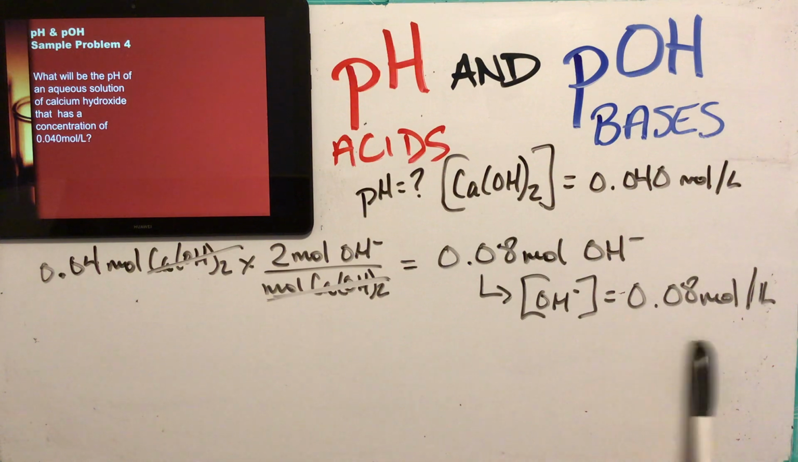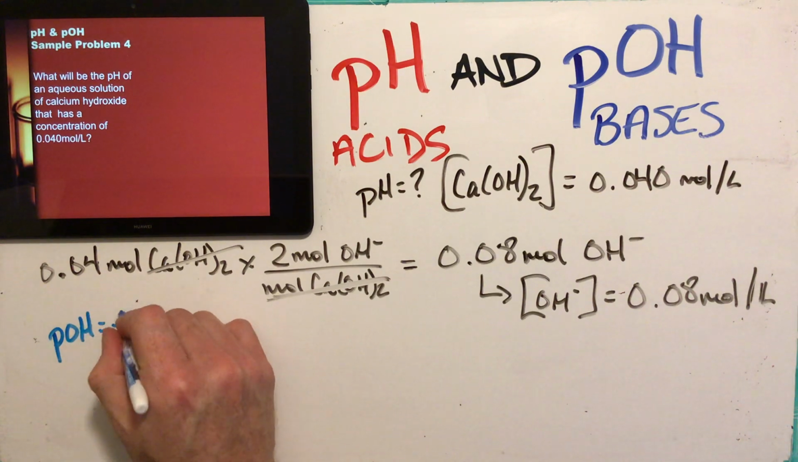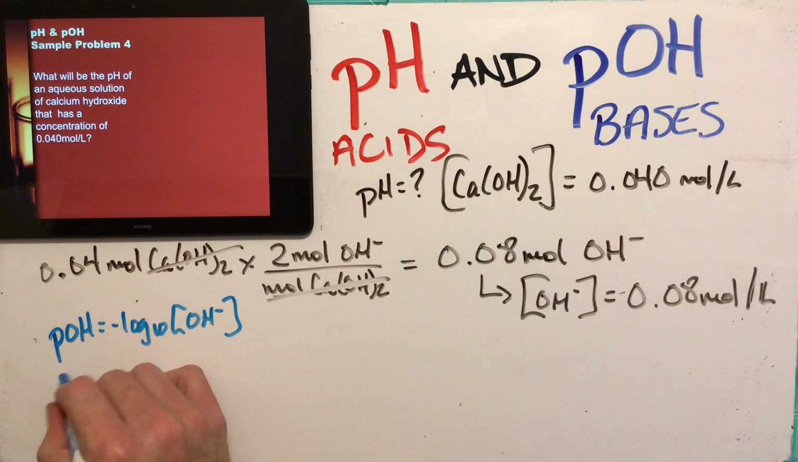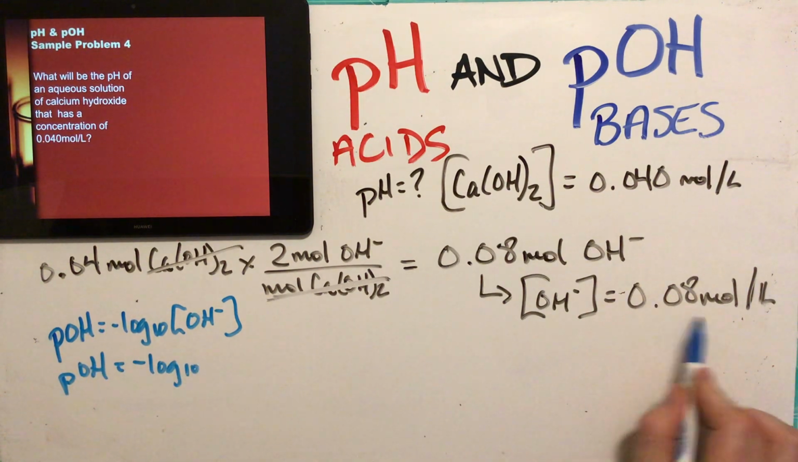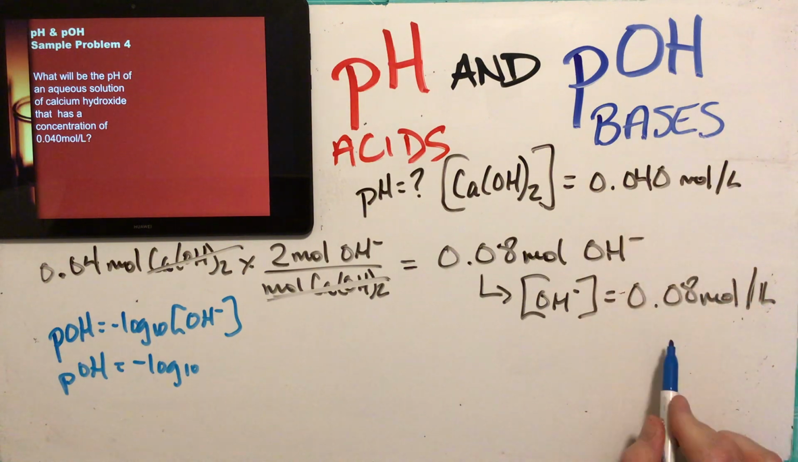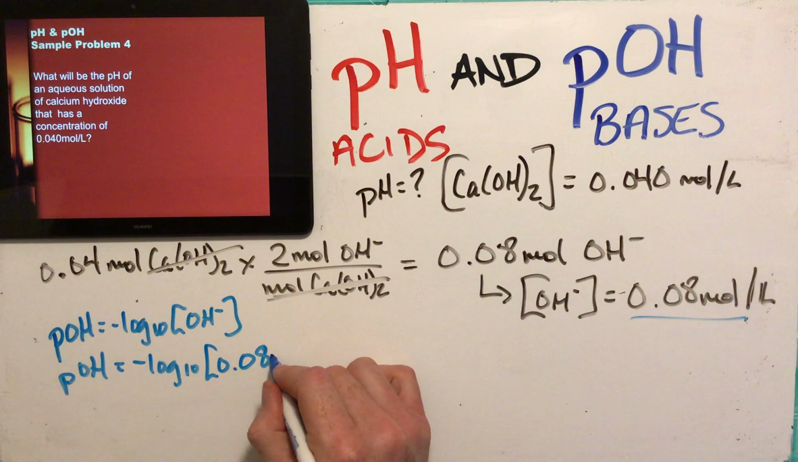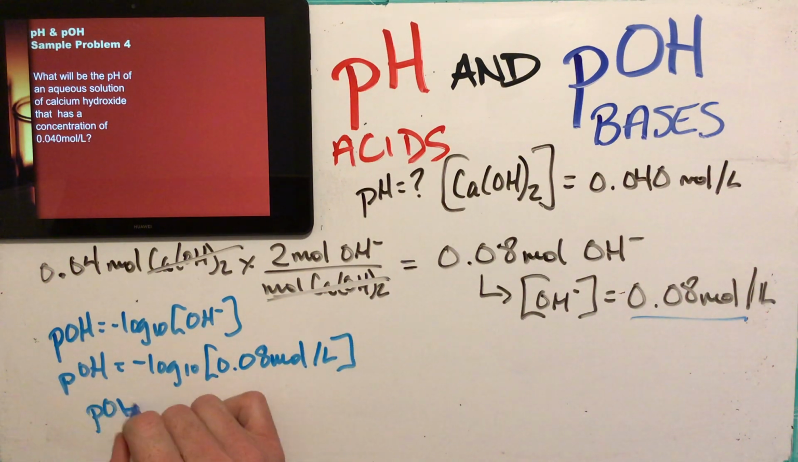This is what I'm going to put into my pOH. So this step right here is an extra step. So now I take this value and I use my pOH formula. And pOH is equal to negative log 10. I use this value, not this one. This one right here. And my pOH is equal to 1.1.